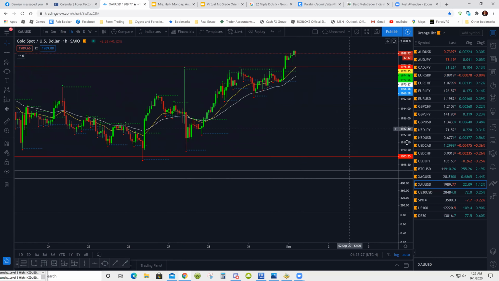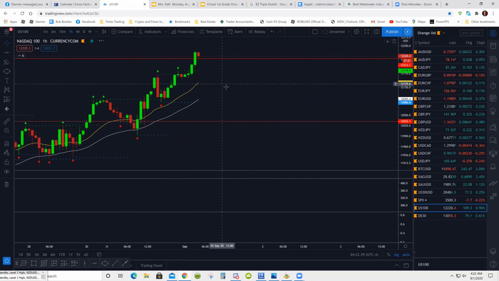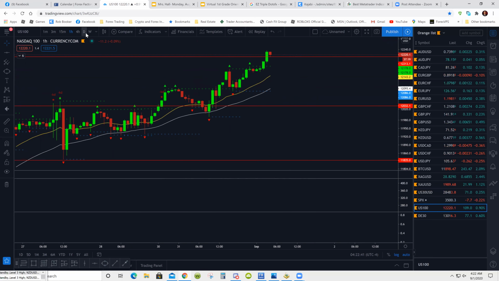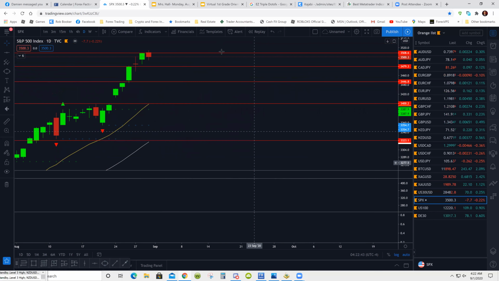I'm calling out potential. Let's look at a couple more real quick. S&P 500 is right at resistance, so this is in a range. I can see this potentially come back. US 100. Go to the one daily. Go back. S&P 500.